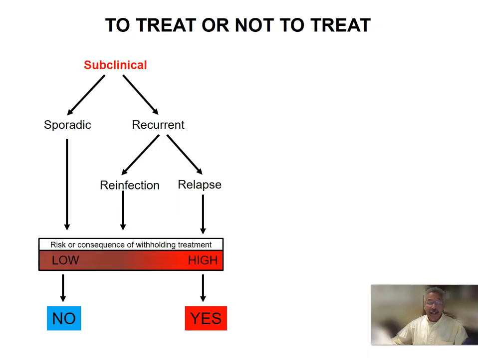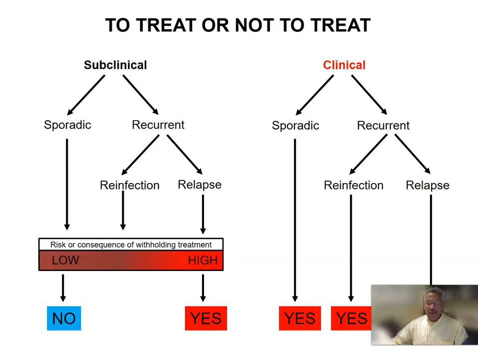But here's a guideline that you can use. If by withholding treatment the consequences are pretty low, don't. But if the consequences may be high, you may want to treat. So in a very debilitated patient with previous kidney infection, I may go ahead and treat that subclinical bacteriuria. Well, the other arm is easy. When they have clinical disease, we want them to be comfortable, right? So we're going to go ahead and treat.